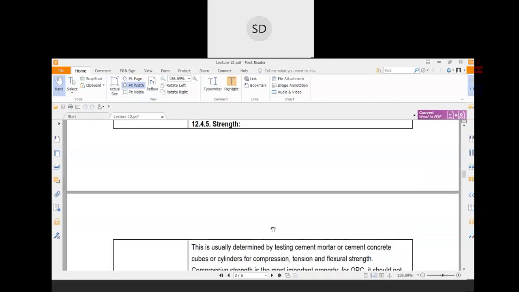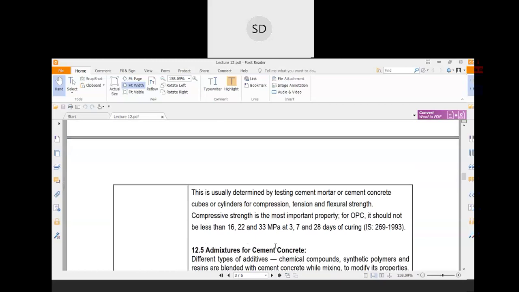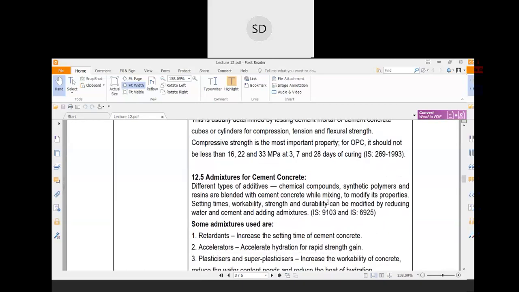Then the strength of the cement is found out by the cube test. All of you know about that cube test. Generally 3 days, 7 days and 28 days cubes are tested after sufficient curing.